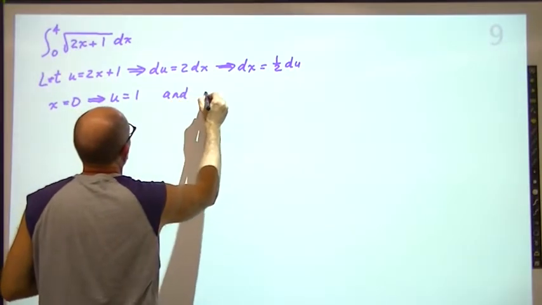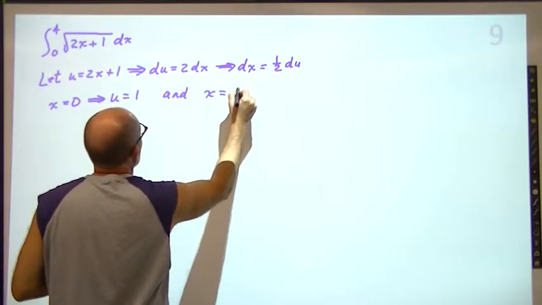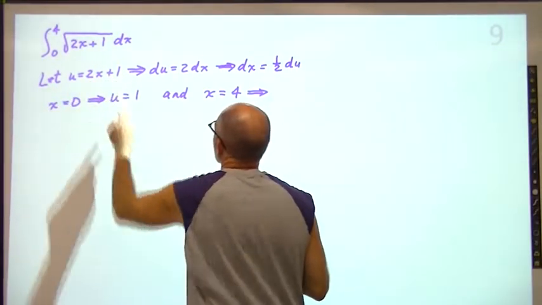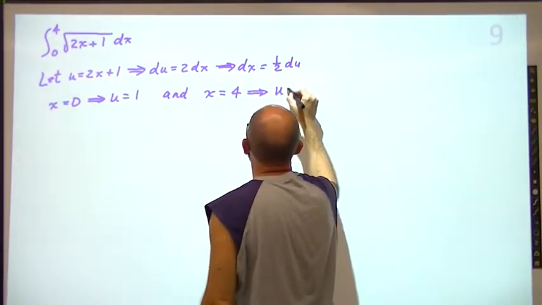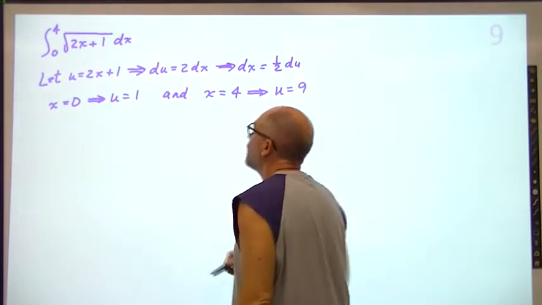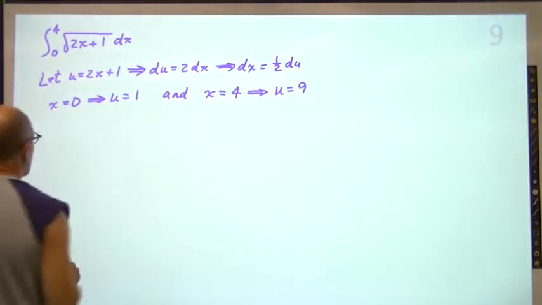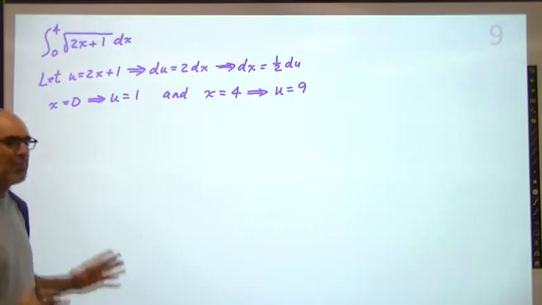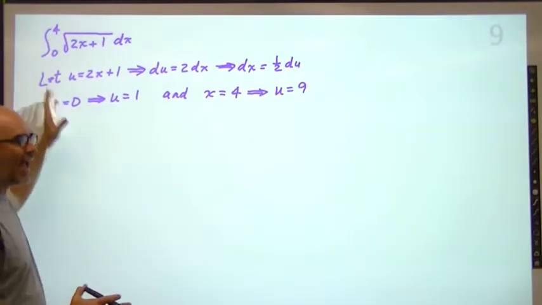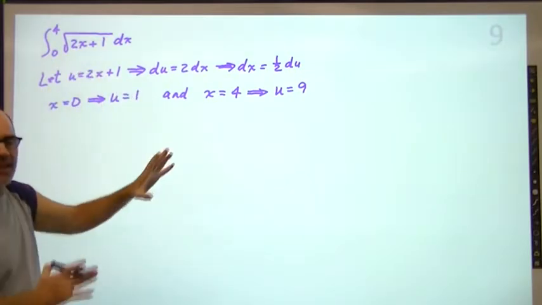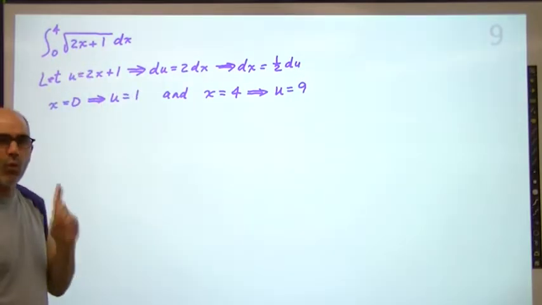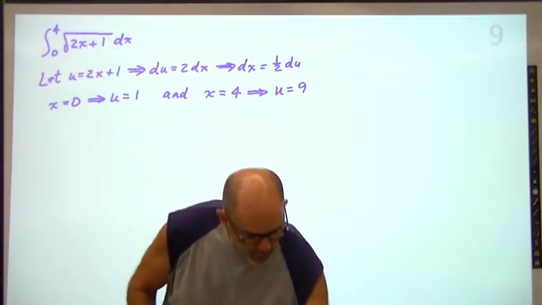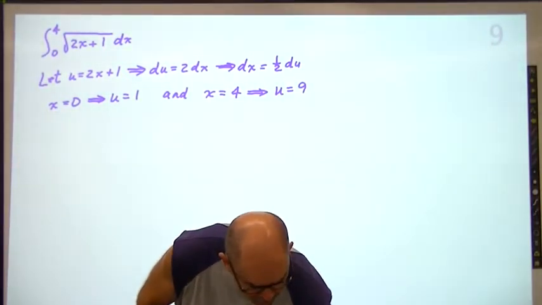And when x is 4, what's u going to equal? 2 times 4 plus 1. That's 9. So now we can substitute. You do not want to ever mix x's and u's. Never. If you make that statement one single time, then hackage will ensue. Hackage will ensue?